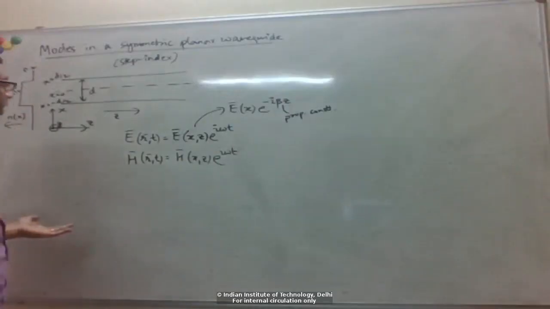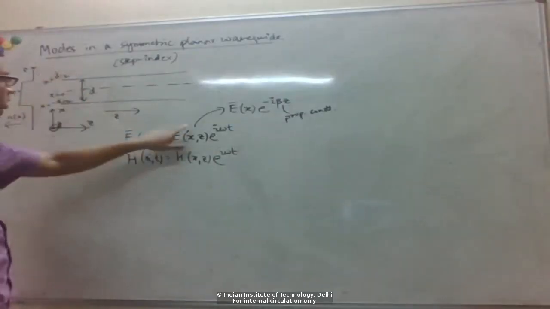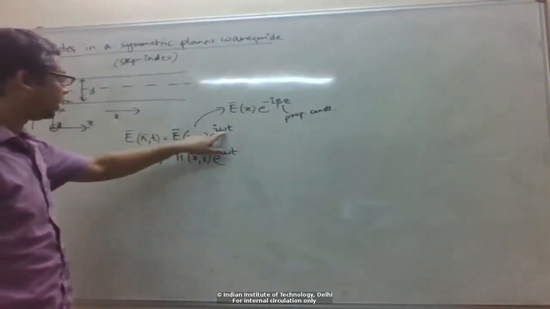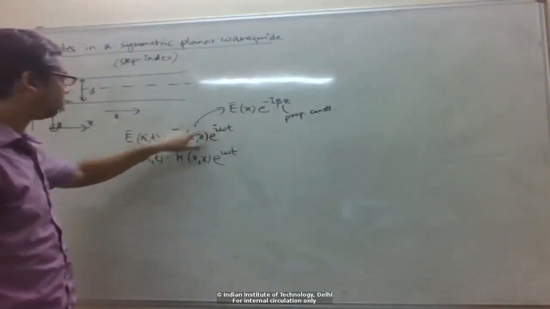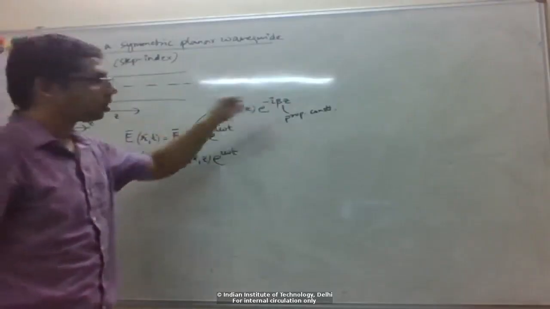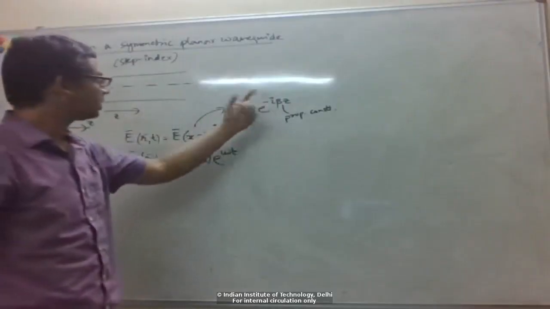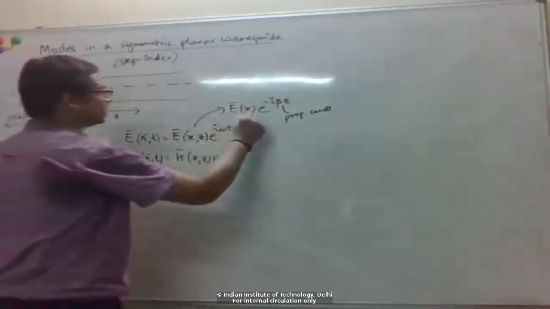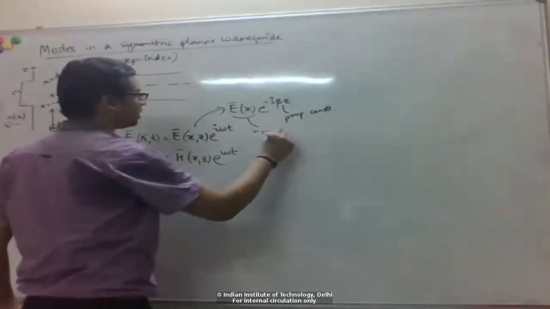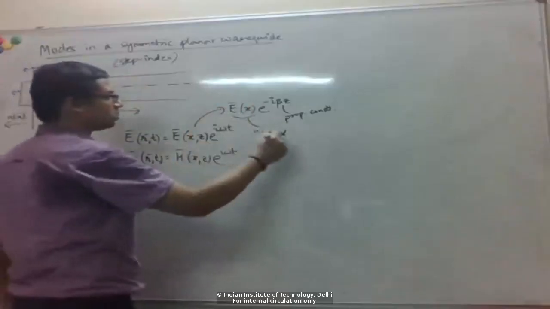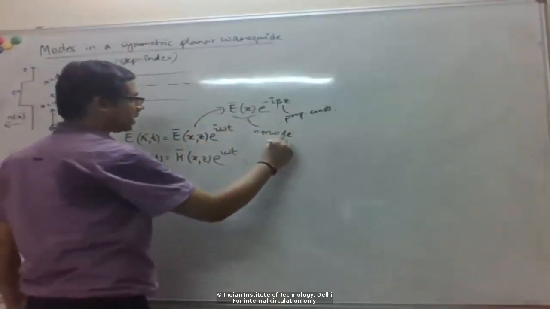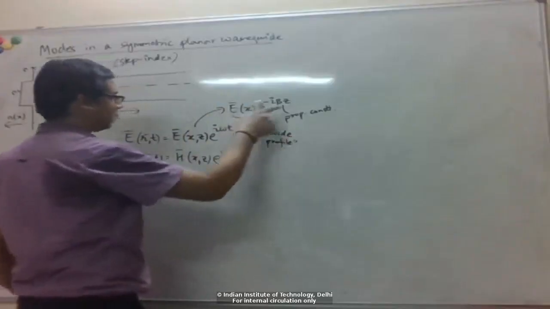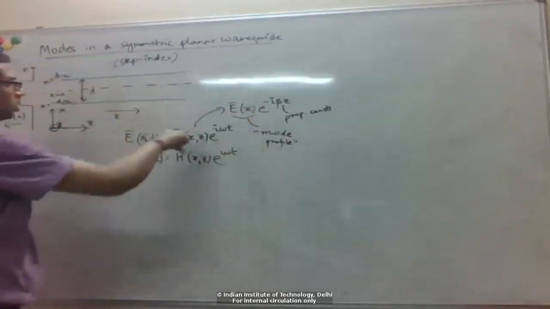Another way of looking at it is that for a particular frequency, you'll get a particular field profile and a particular beta. If I change the wavelength, the beta will change, and the mode profile will change. So this is the propagation constant, and this is the mode profile: the electric field distribution with position that remains invariant as the field propagates along with it.